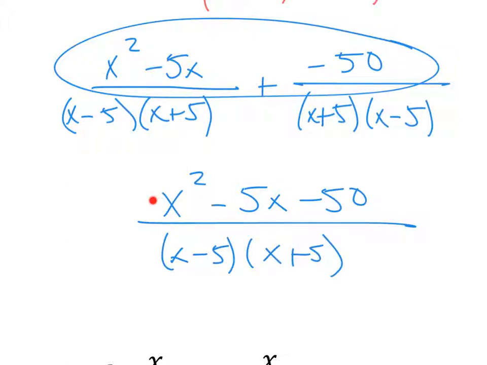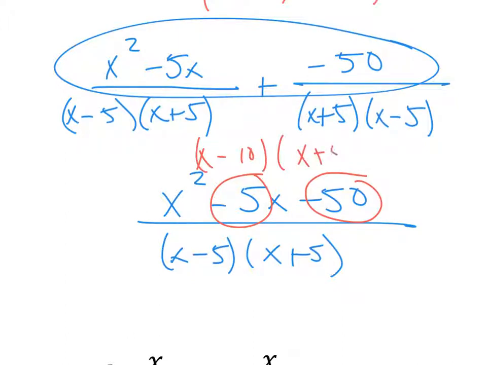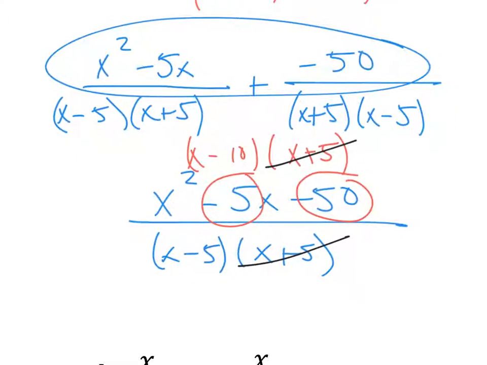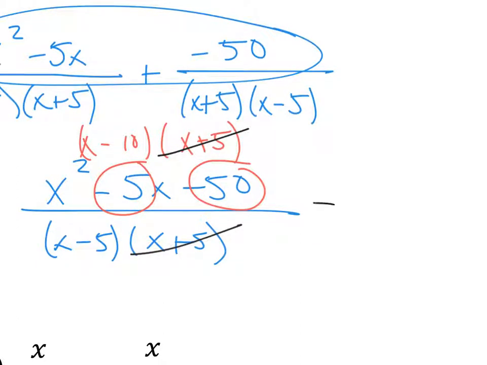Again, now we want to look to see if maybe this is factorable, which in this case it is. There is something that multiplies to be negative 50 and adds to be negative 5. That's negative 10 and 5. Negative 10 times 5 is negative 50, and negative 10 plus 5 is negative 5. And lo and behold, you get x plus 5 canceling with the x plus 5 on the bottom. Therefore, your answer is just x minus 10 over x minus 5.